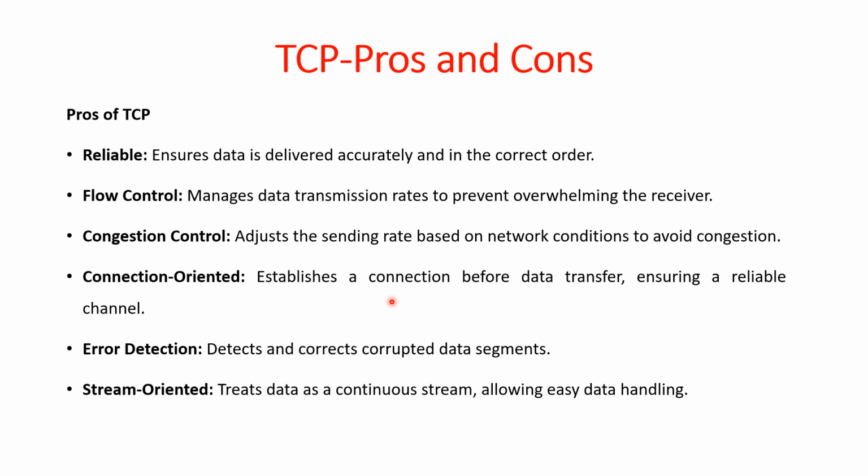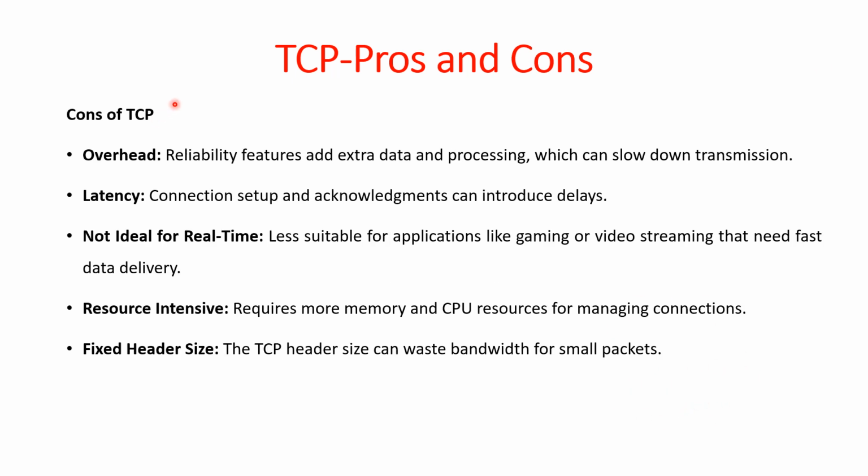TCP establishes a connection before data transfer, ensuring a reliable communication channel between sender and receiver. TCP includes error checking mechanisms to detect corrupted segments, allowing for data integrity during transmission. TCP treats data as a continuous stream of bytes, allowing applications to send and receive data without worrying about packet boundaries. Here are the cons of using transmission control protocol.